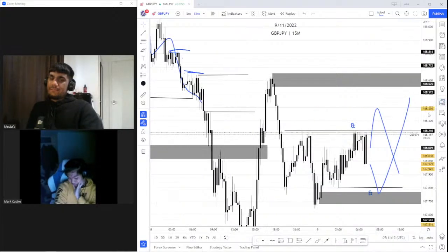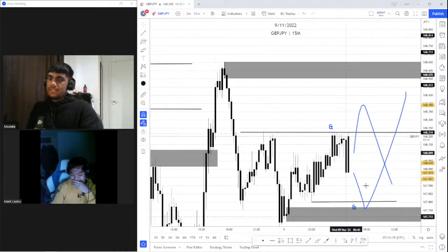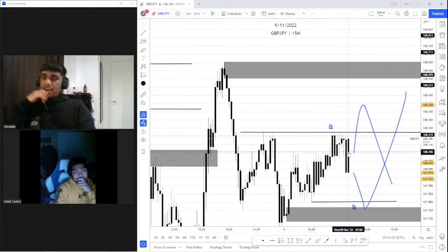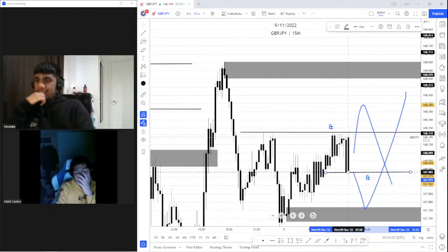But yeah, I'm tempted by the GJ. What are you thinking on GJ? Because I'm tempted by these buys. I'm just wondering whether liquidity has been grabbed yet or not.